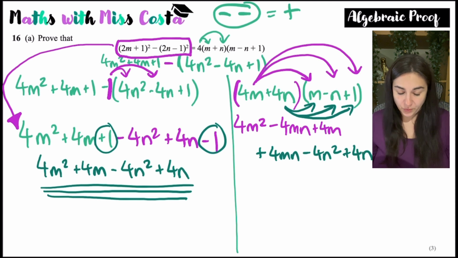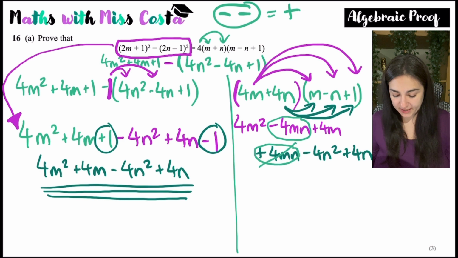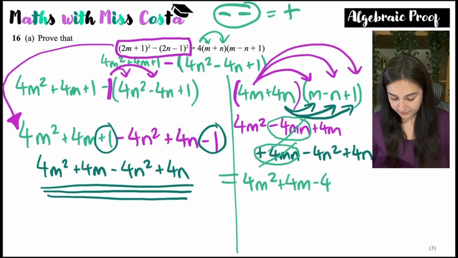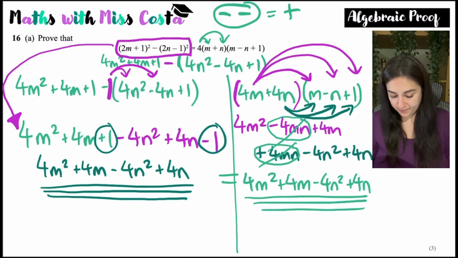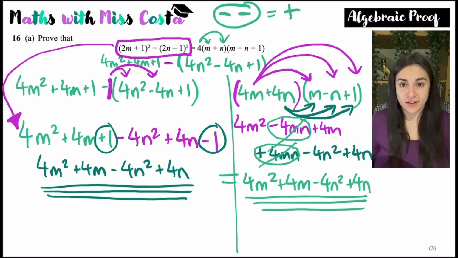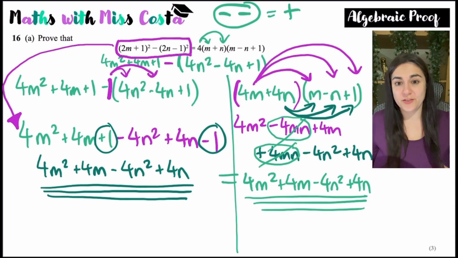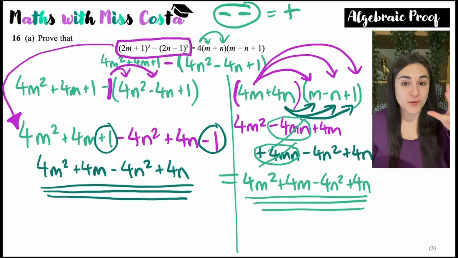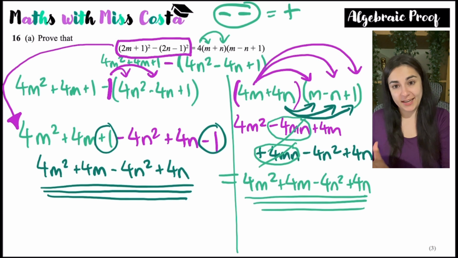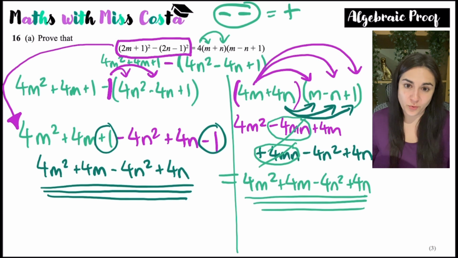Okay, so what I want to do is simplify this. Well, I know that negative 4mn plus 4mn is going to cancel itself out. So I could rewrite that as 4m squared plus 4m minus 4n squared plus 4n, which is exactly the same as the other side. Okay, so when you're proving something, you just expand it, manipulate it, and simplify it until one side equals the other, or until you've proved what you're trying to prove.